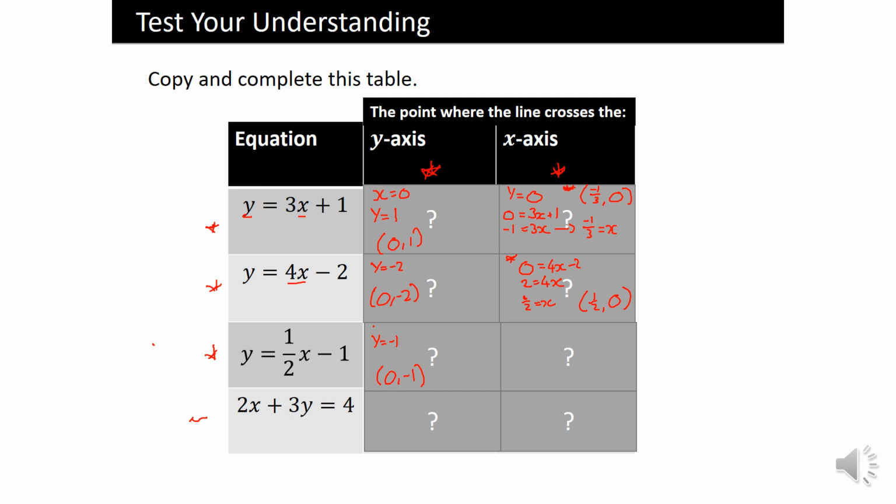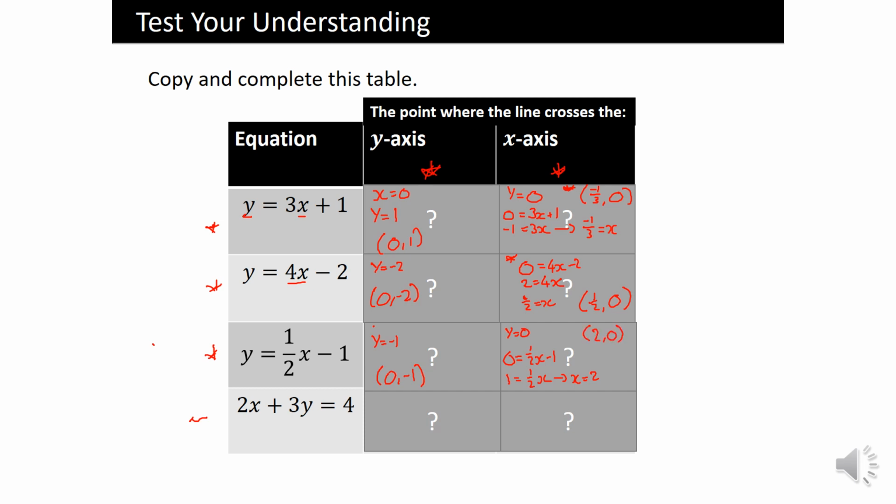And the second one, we're setting, it's crossing the x-axis, so we're saying y equals 0. So we've got 0 equals half x minus 1. So that means 1 equals a half x, that's adding 1 to both sides. So that gives us x equals 2. So our coordinates would be (2, 0).